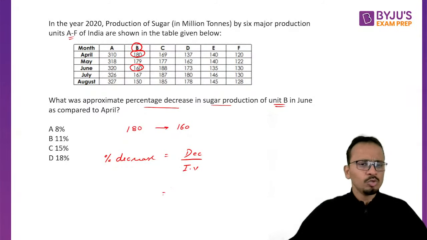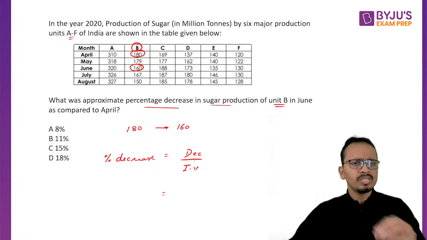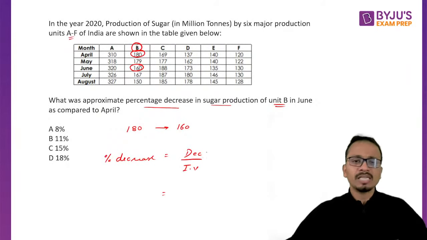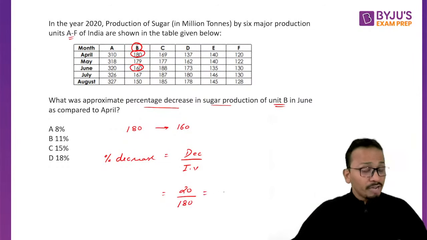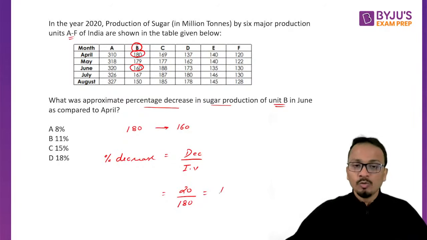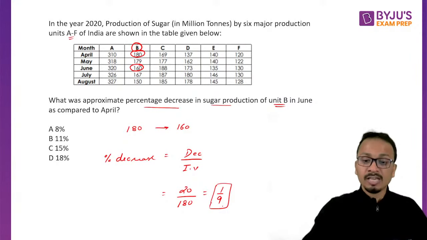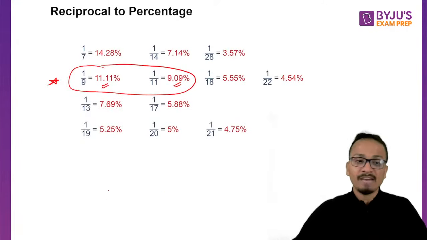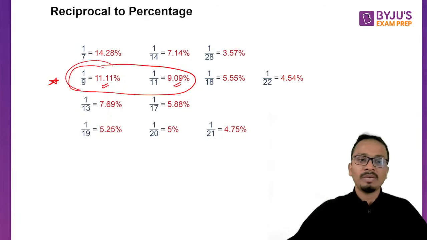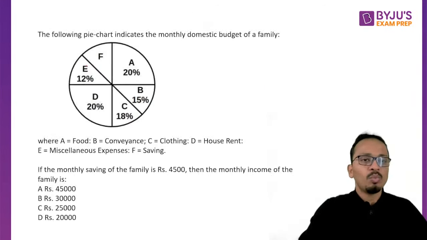Now, as I've told you, I rarely write multiply by 100. So just convert this value into fractions. So decrease upon initial value. What is the decrease here? There is a decrease of 20 over the initial value of 180. Now, if you simplify, you will get 1 by 9. Now my dear friends, if you remember the percentage equivalent of 1 by 9 that I have told you earlier, 1 by 9 is 11.11.